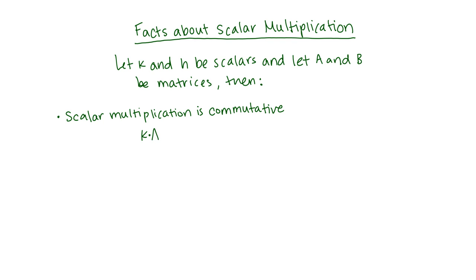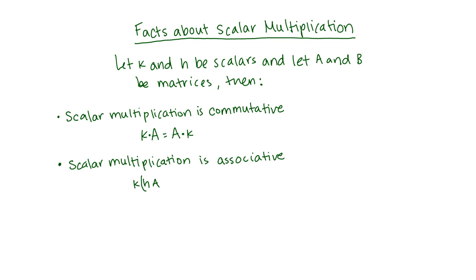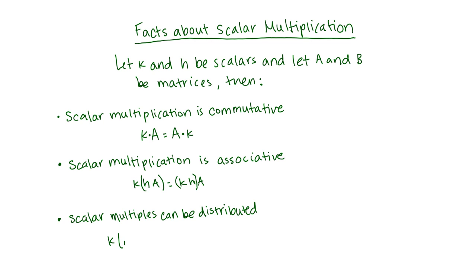Then we can say that scalar multiplication is commutative. So k times A is the same as A times k. The order in which you multiply a scalar by a matrix doesn't matter. Secondly, scalar multiplication is associative. So if we have k times h times A, we can group h and A together and then multiply by k, or we could group k and h together and then multiply by the matrix A.